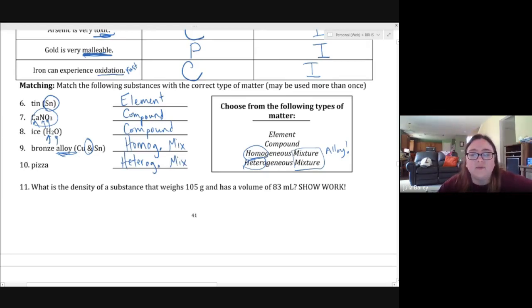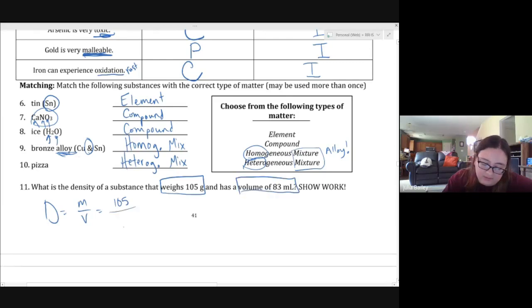And finally, number 11, what is the density of a substance that weighs 105 grams and has a volume of 83 milliliters? Show your work. Well, you know the density is mass divided by volume. They've given us a mass that says weighs 105 grams. That's your mass. And has a volume of 83 milliliters. So that's your volume. Stick that on the bottom. Showing your work just means tell me what you're plugging into your calculator. Don't just write a number down out of nowhere.